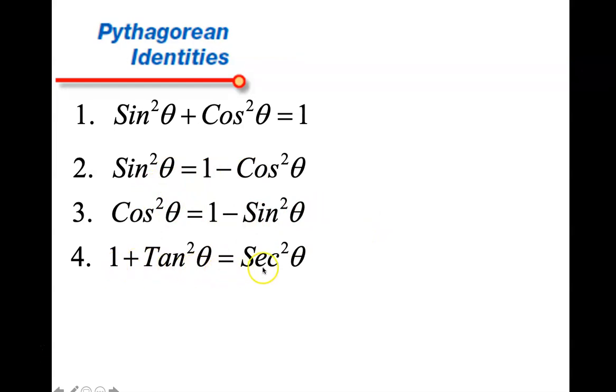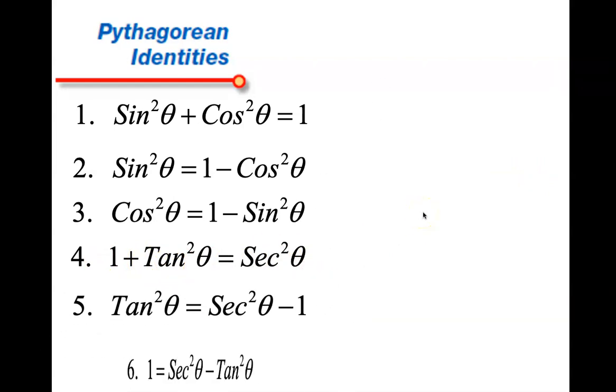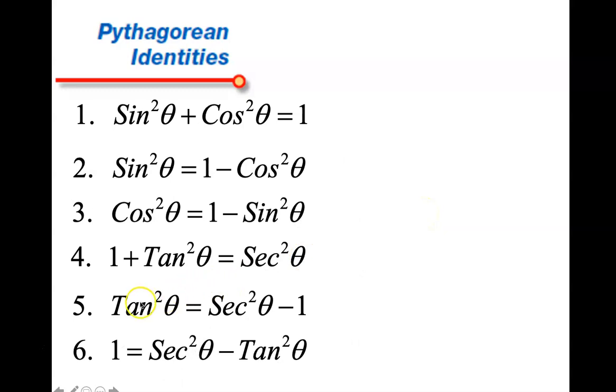1 plus tangent squared equals secant squared. Likewise, right now, secant squared is isolated. I could subtract tangent squared to isolate 1. I could isolate tangent squared by subtracting 1. So out of this equation number 4, I can get these other 2 identities.